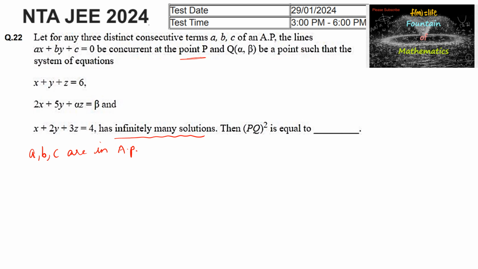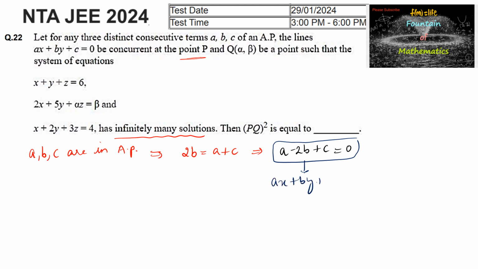Since a, b, c are in arithmetic progression, we can use the condition 2 times b is equal to a plus c. Or we can also write it as a minus 2b plus c is equal to 0. So here, comparing with the general equation of a line, let us represent ax plus by plus c is equal to 0, the line passing through, these are a set of lines which are concurrent at point P.